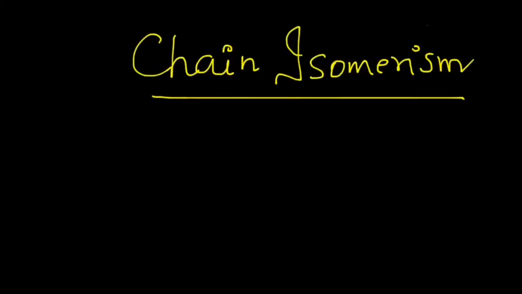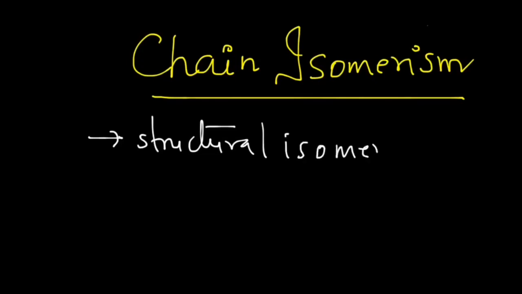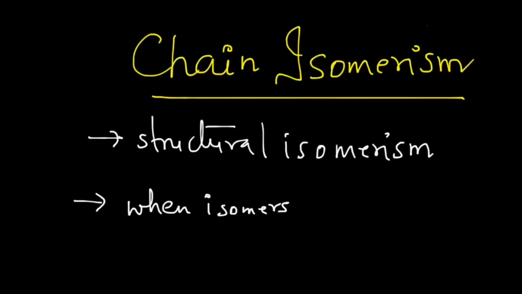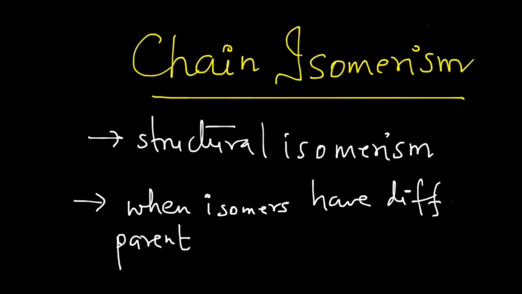Let's talk about chain isomerism. It is a type of structural isomerism. In fact, the first type of structural isomerism that you should look for is chain isomerism. And when do we observe it? When structural isomers have different parent chain lengths. So the length of the parent chain should be different. Let's see what we mean by that with a few examples.